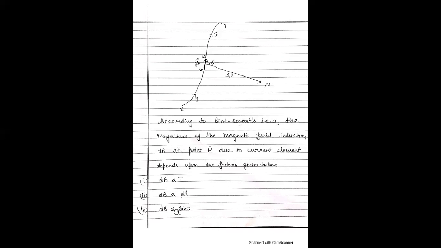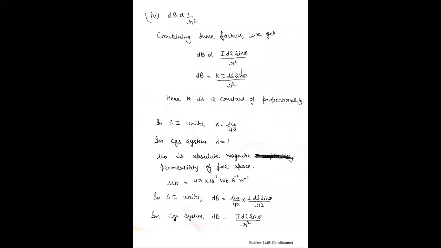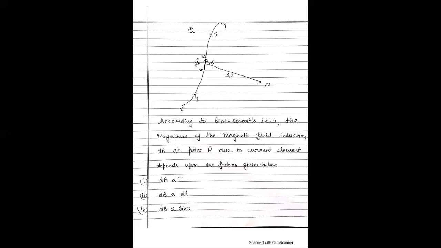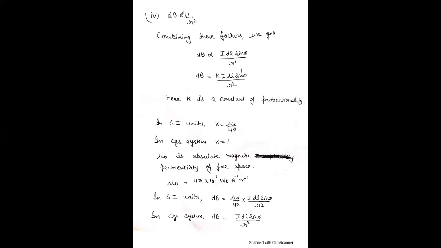Third, dB is directly proportional to sin theta, the angle between the element and the position of the point where we have to find the magnetic field. And the fourth point, dB is inversely proportional to R square. If we increase this distance, then the magnitude of the magnetic field decreases. Therefore, there is an inversely proportional relationship.